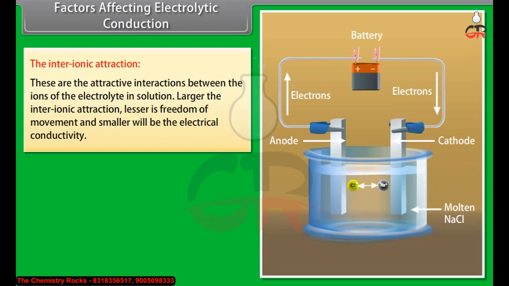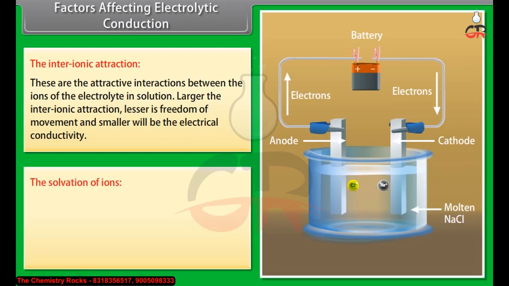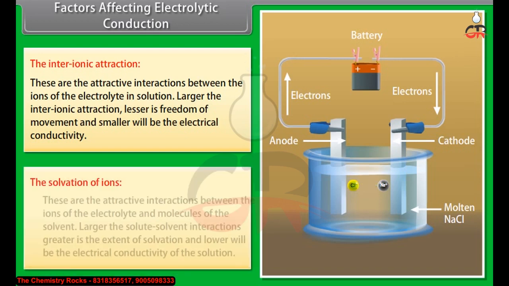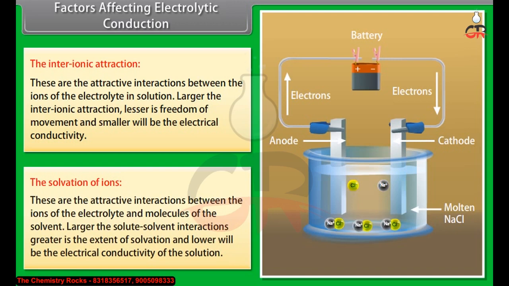The solvation of ions: these are the attractive interactions between the ions of the electrolyte and molecules of the solvent. The larger the solute-solvent interactions, the greater is the extent of solvation and the lower will be the electrical conductivity of the solution.